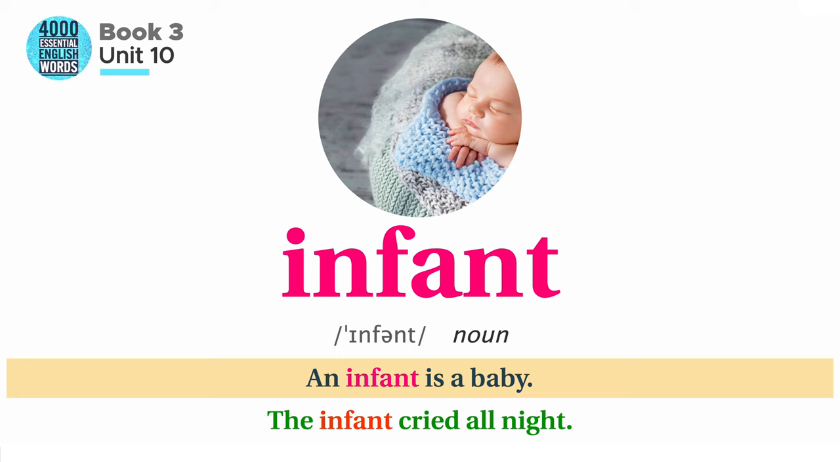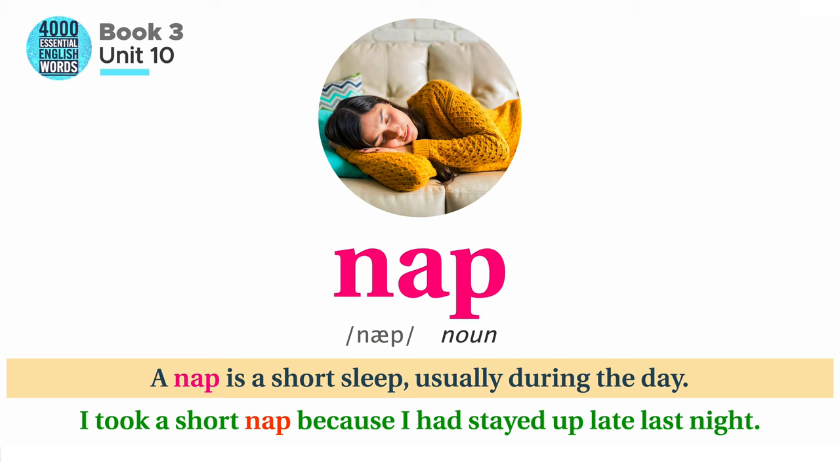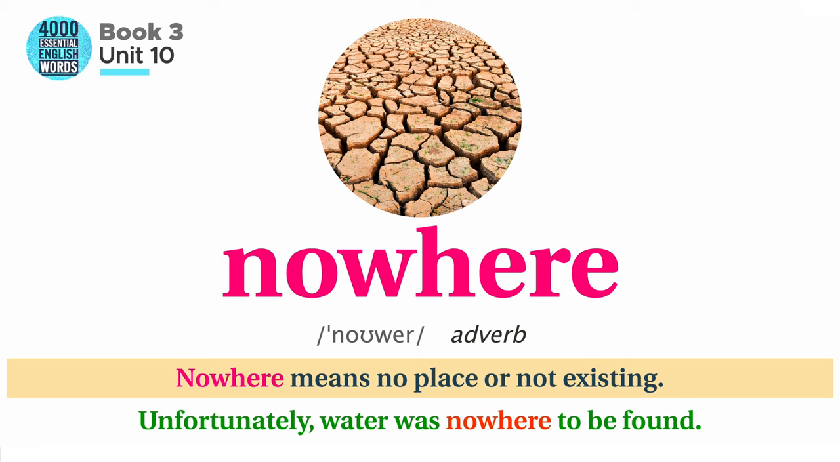Kidnap. To kidnap someone is to take that person illegally. She was terrified to find out her son had been kidnapped. Nap. A nap is a short sleep, usually during the day. I took a short nap because I had stayed up late last night. Nowhere. Nowhere means no place or not existing. Unfortunately, water was nowhere to be found.